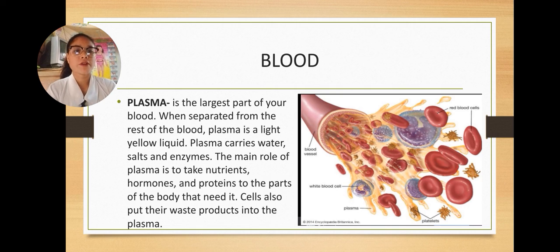So, next is the plasma. Plasma is the largest part of your blood when separated from the rest of the blood. Plasma is a light yellow liquid. Plasma carries water, salts, and enzymes. The main role of plasma is to take nutrients, hormones, and proteins to the parts of the body that need it. Cells also put their waste products into the plasma.